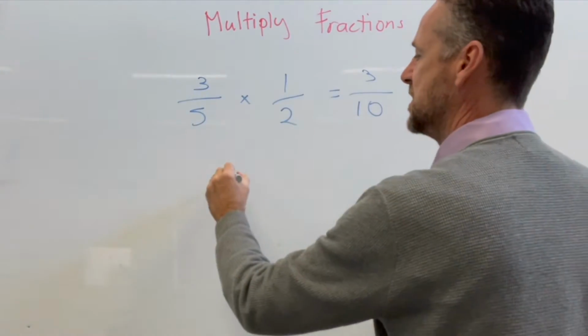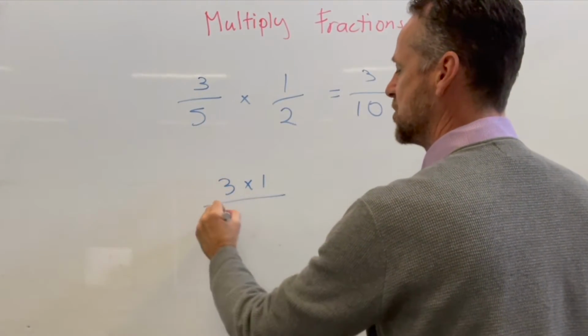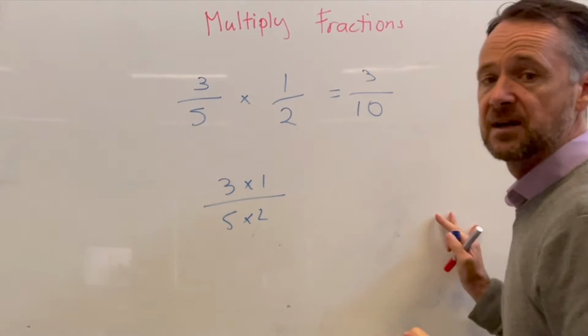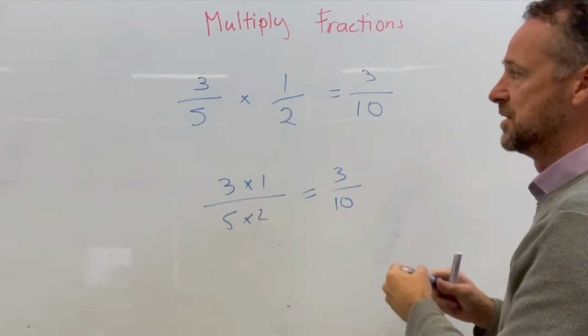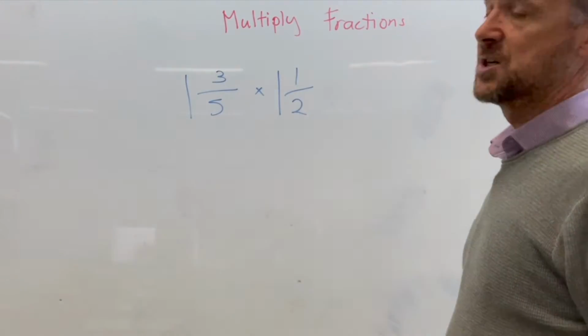Effectively, this question is 3 times 1 over the top of 5 times 2, like that. And that's what we're solving, okay? 3 over 10. Okay, let's have a look at the same question with mixed numbers.